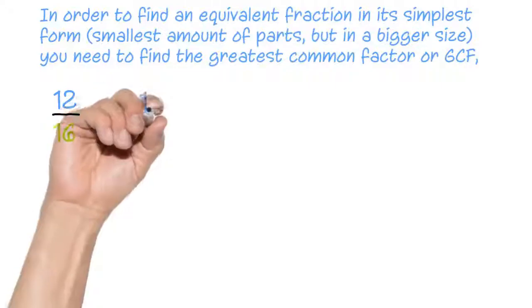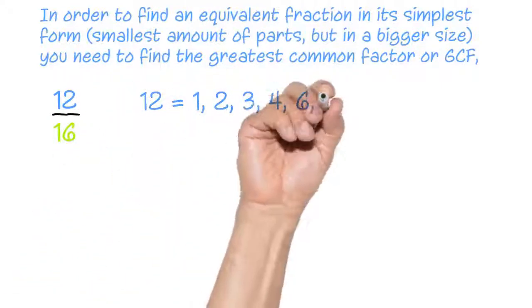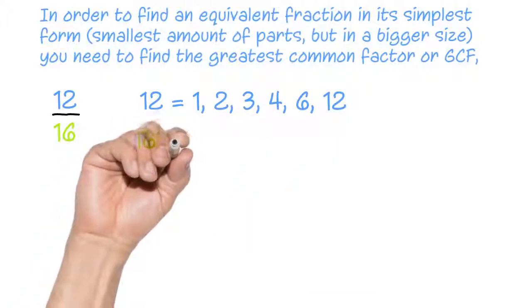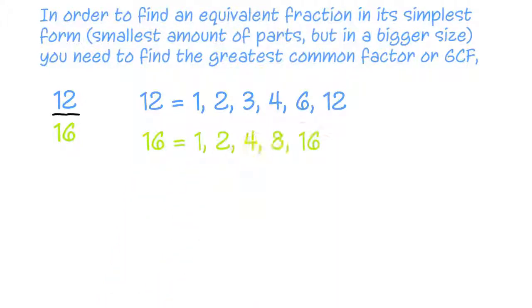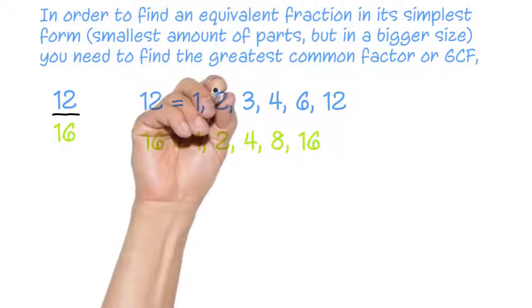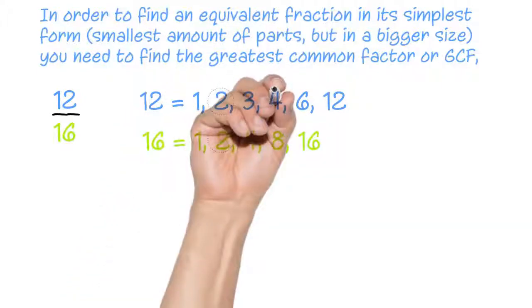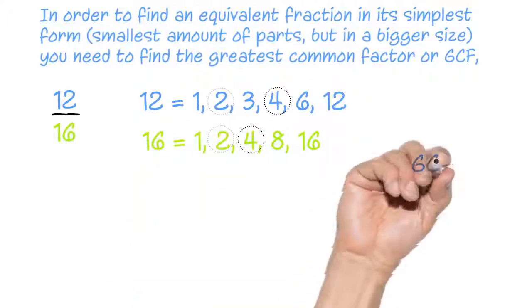List the factors of 12: 1, 2, 3, 4, 6, 12. List the factors of 16: 1, 2, 4, 8, and 16. The common factors are 2 and 4. Therefore, the GCF is 4.